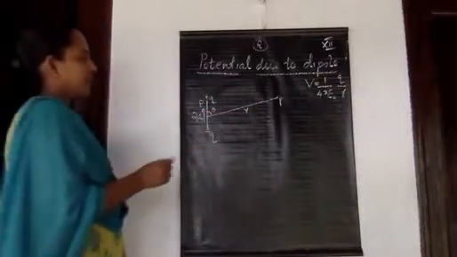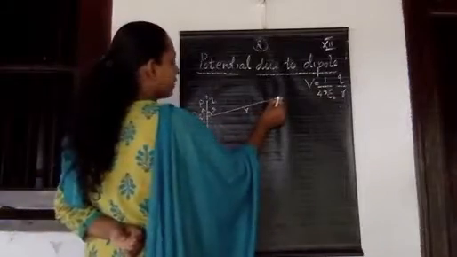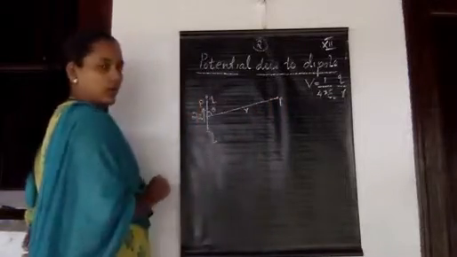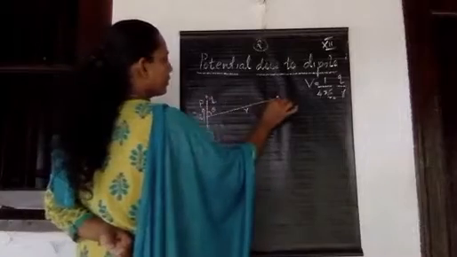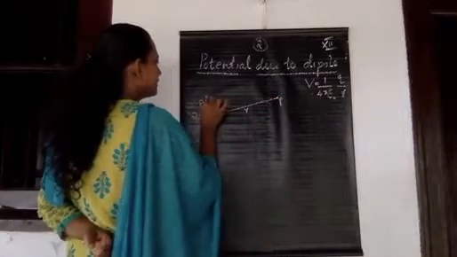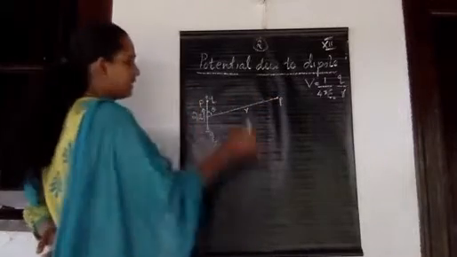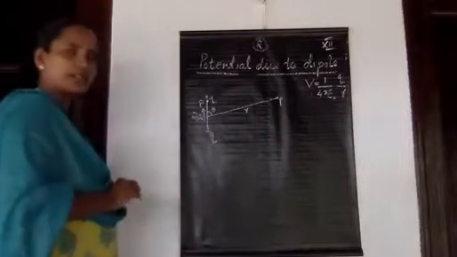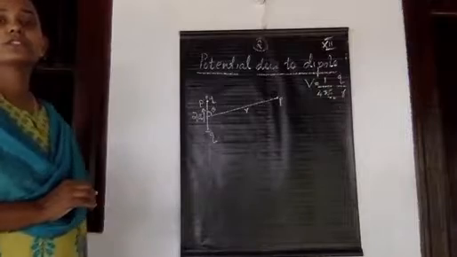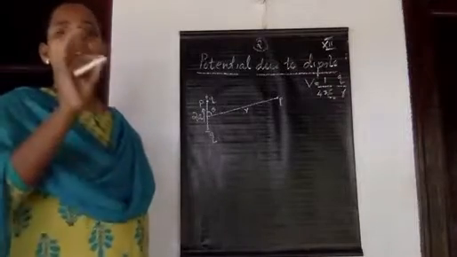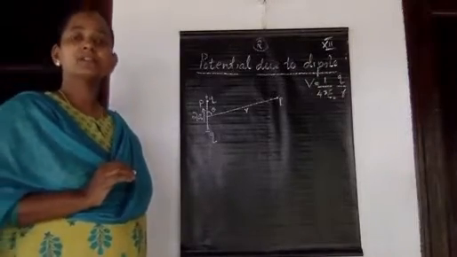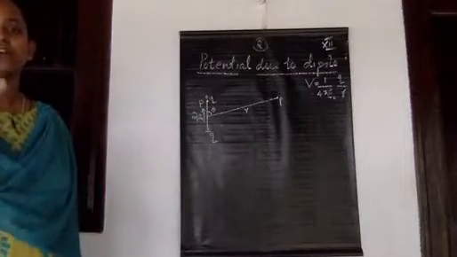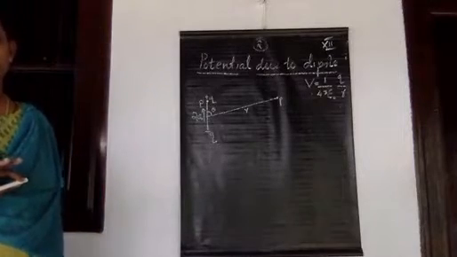In order to find the total potential at this point P due to this electric dipole, first we can write the expression for potential at this point P due to the plus Q charge, and then the expression for potential at this point P due to the minus Q charge. Potential is a scalar quantity, so it becomes very easy to add, and you can find the resultant very easily.